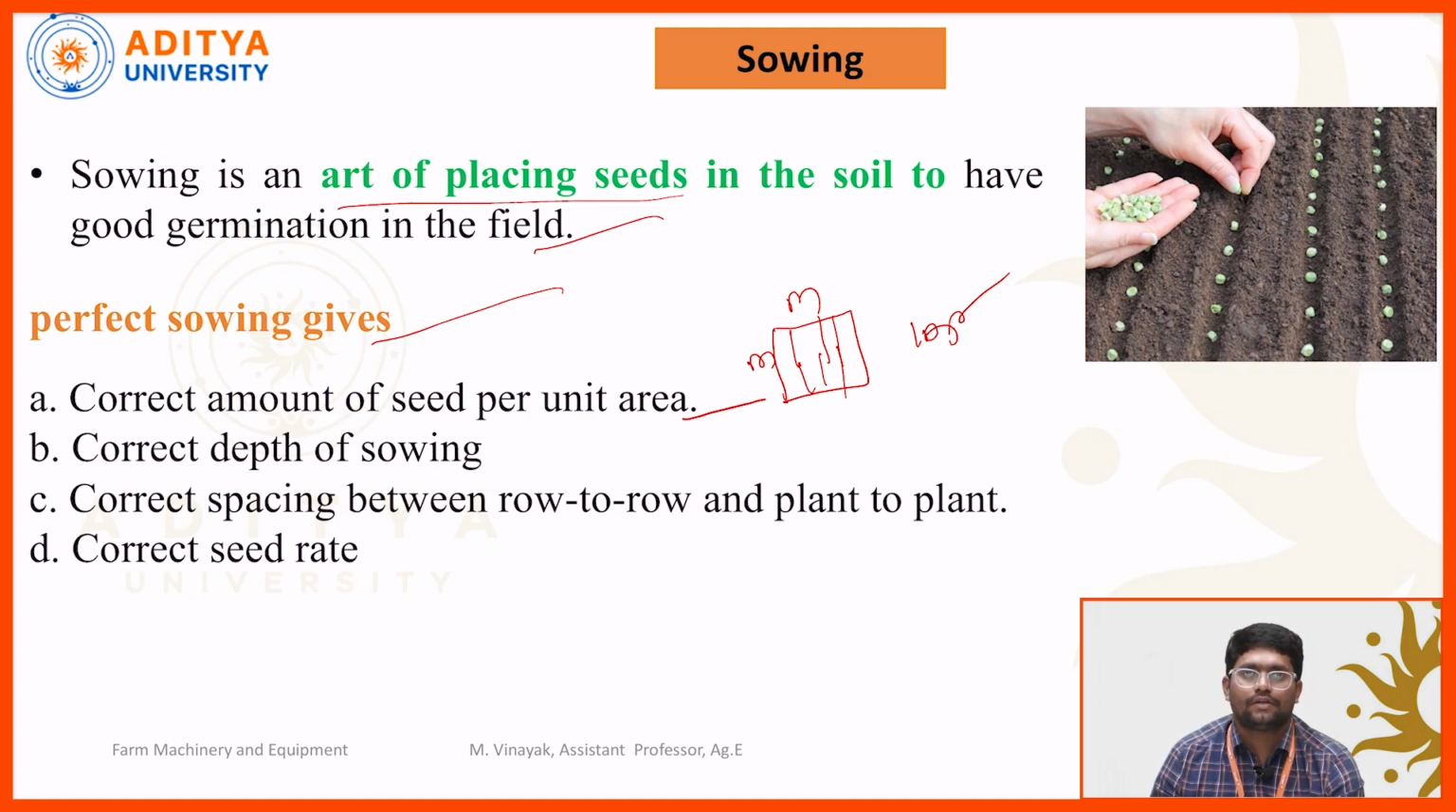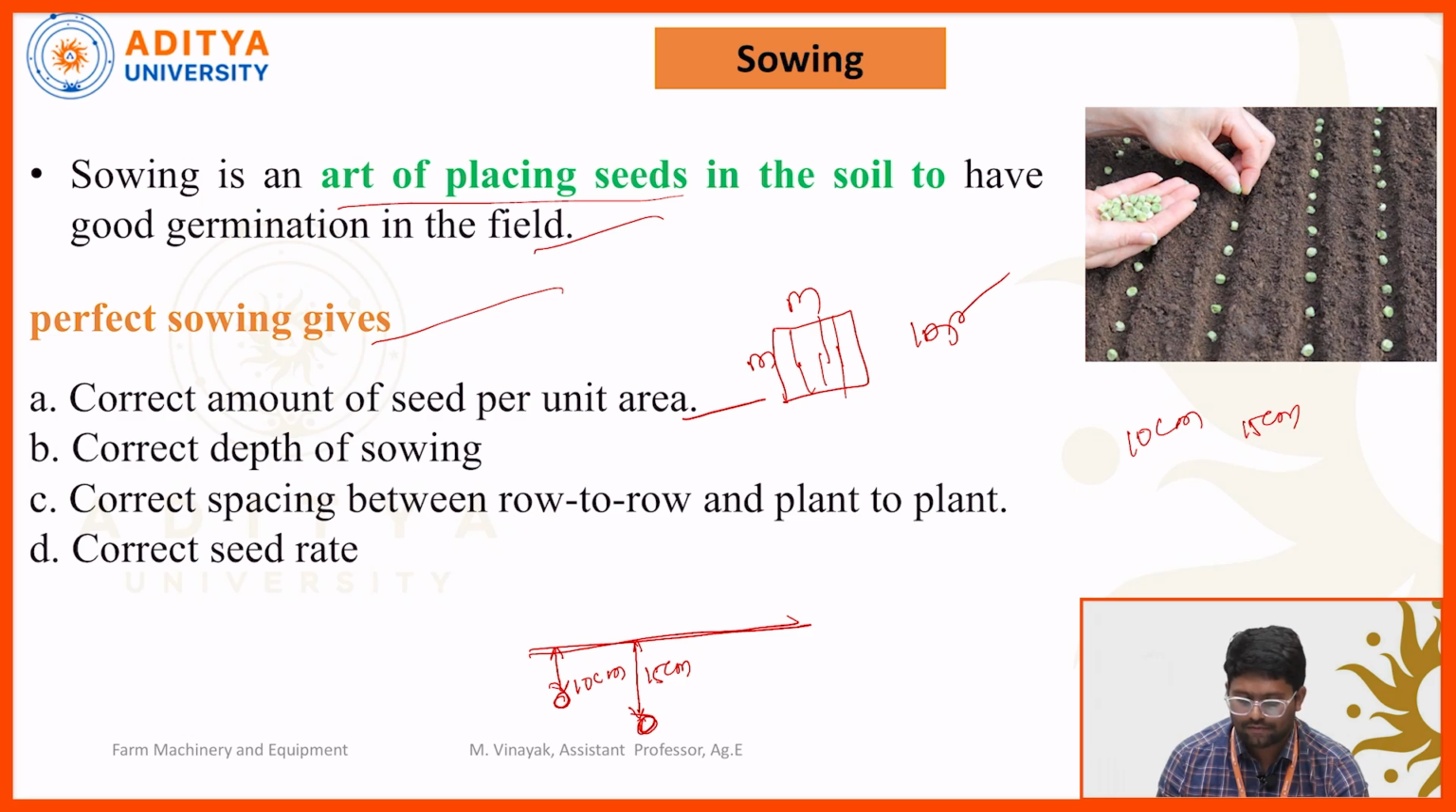Next one is the correct depth of sowing. Based on the seed requirement, we need to place the seed below the earth surface of the soil. Some seeds require up to 10 centimeter depth, some seeds require up to 15 centimeter depth. Suppose this is the earth surface. Some seeds require 10 centimeter depth; if the seed is placed here, that is a 10 centimeter depth of sowing. If the seed is placed at 15 centimeter depth, we place the seed here. So based on the seed requirement, we need to place the seed at the correct depth. That is the correct depth of sowing.